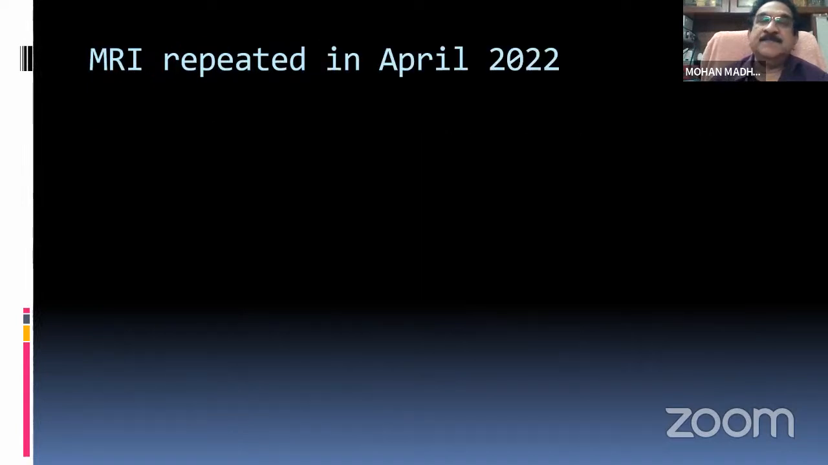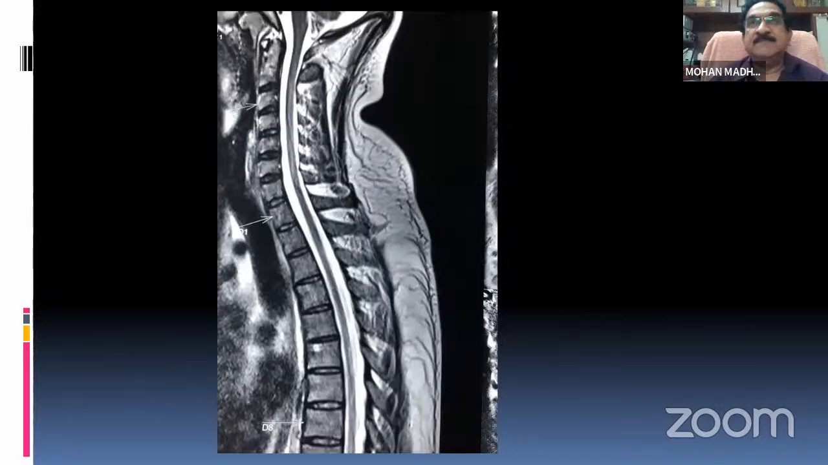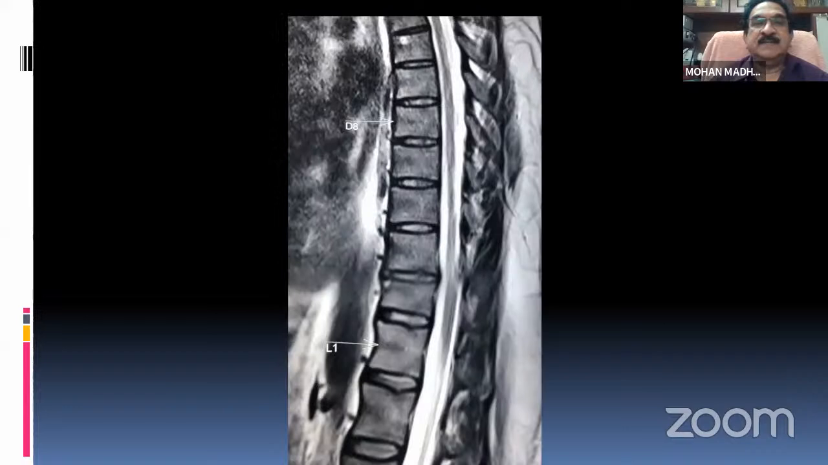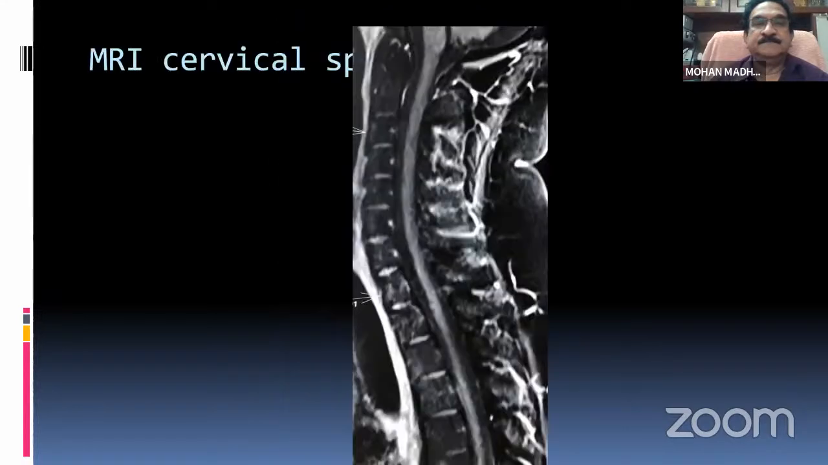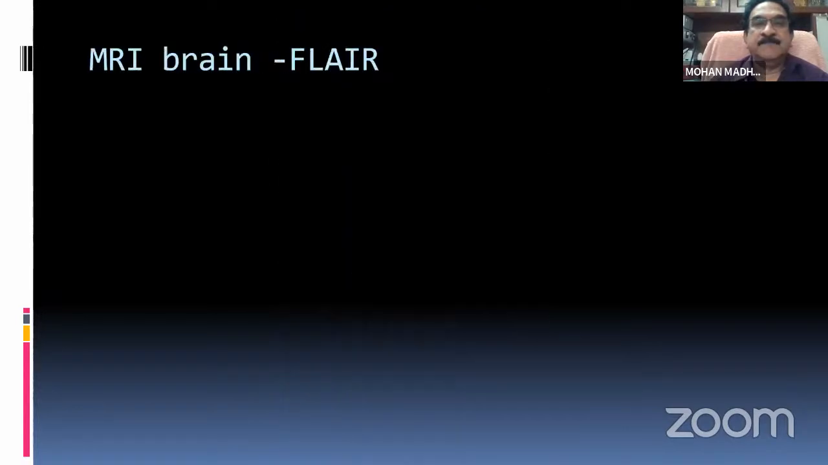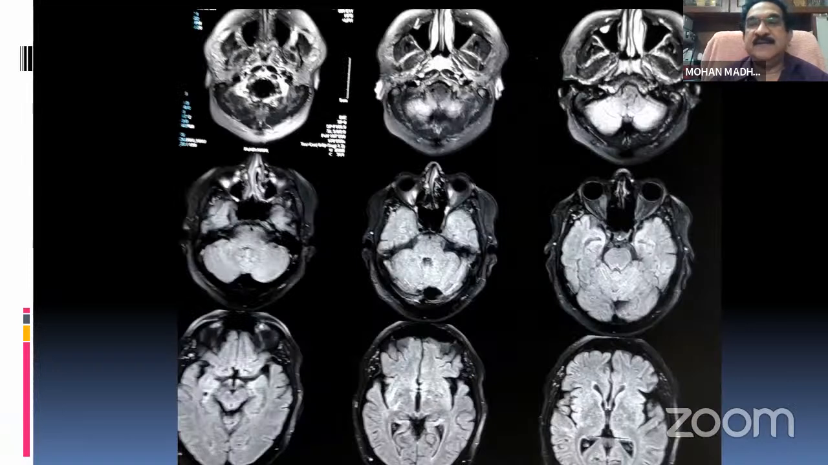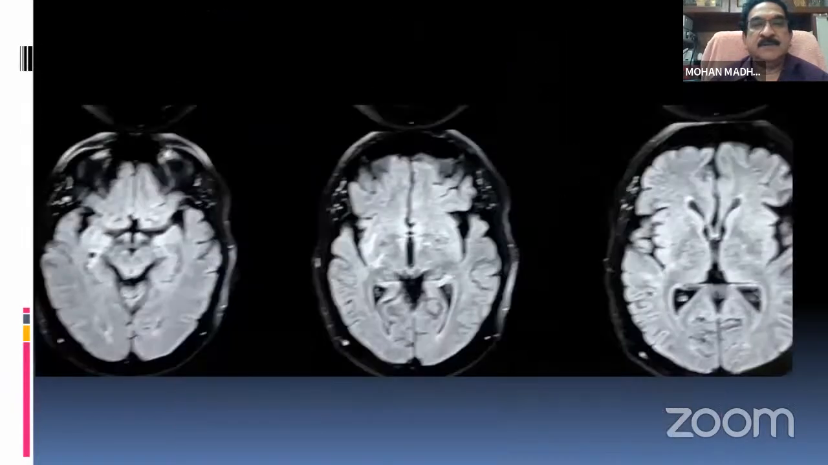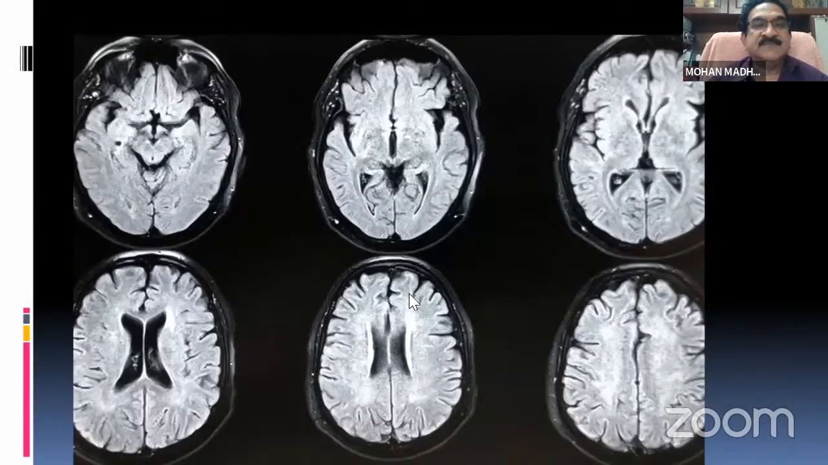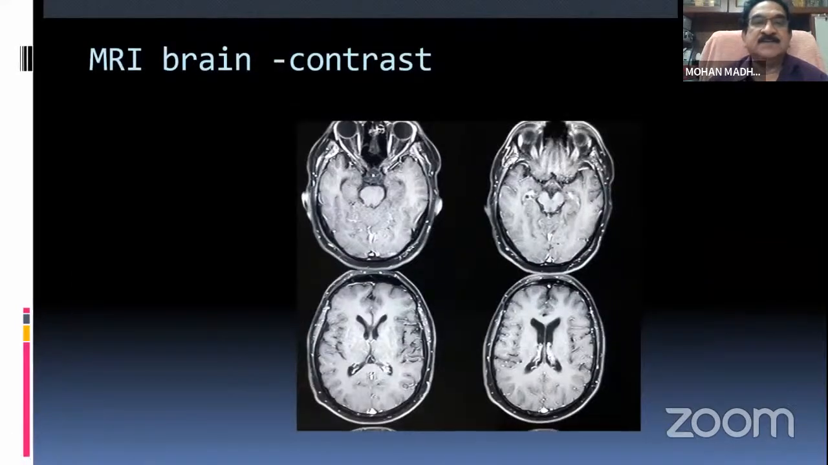MRI was then repeated in April 2022. This is the third MRI, when he developed the walking difficulty and the pain in April. Again, no fresh lesions seen in the cord. Brain, again, this is the flare. Some lesions are seen in the subcortical white matter, but just like the previous MRI, no fresh lesions could be seen. Is there contrast?